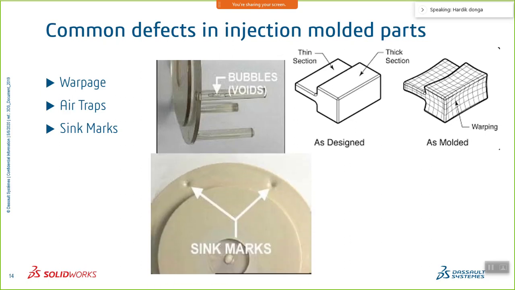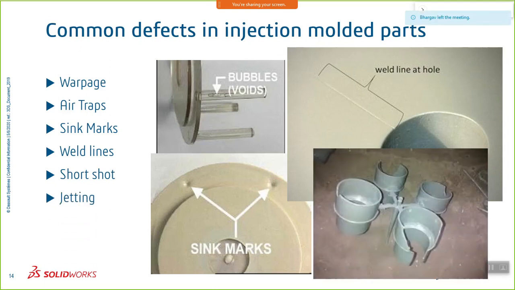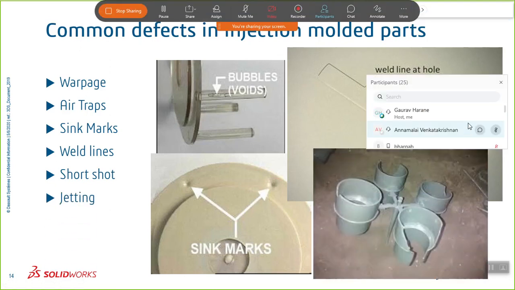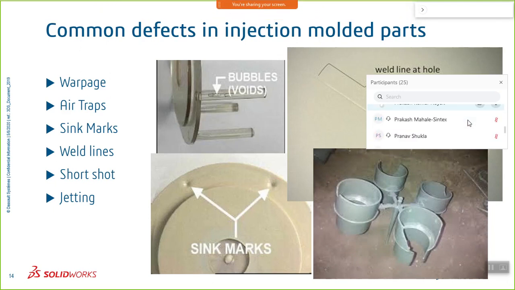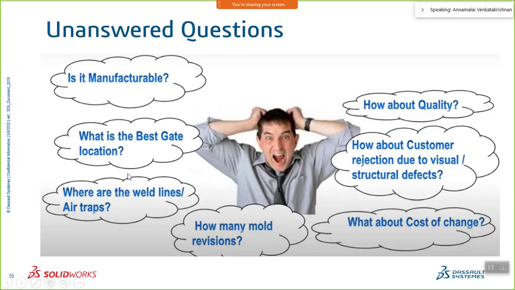There are sink marks coming up, then there are weld lines, right? When two flow fronts meet each other, weld lines are generated, which is not aesthetically good. Then there are short shots, when the part is not completely filled, right? So these are some of the defects because of which parts are not produced according to our requirement. Jetting is there, right, etc.